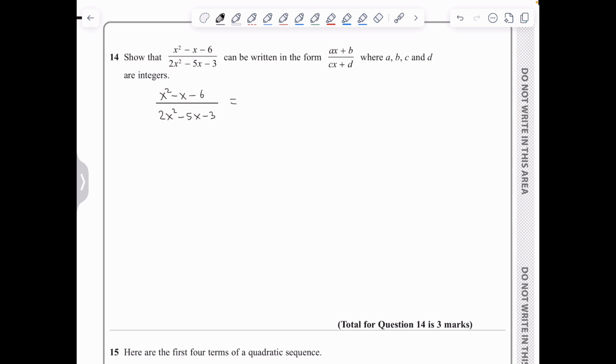So the numerator gives me x minus 3 times x plus 2, whereas the denominator factorizes into 2x plus 1 times x minus 3. Now the x minus 3 is a common factor, so I cancel it out. So this simplifies to x plus 2 over 2x plus 1.